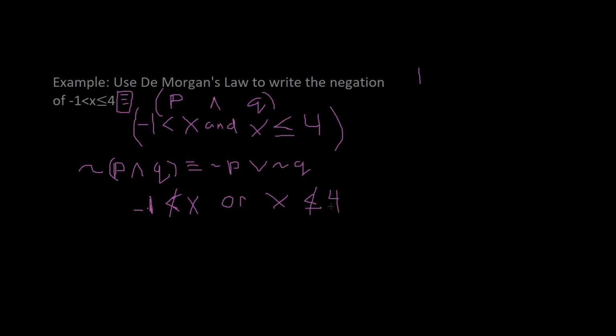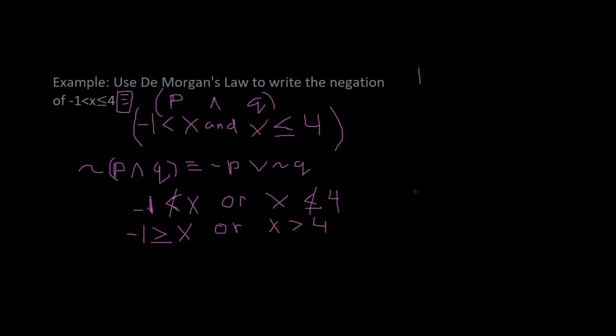So this is where we bring in the idea we just learned. What is this equivalent to? We flip these. That becomes -1 greater than or equal to x. This stays as or. And we flip this, because this is logically equivalent to x greater than 4. So what does that mean for us?